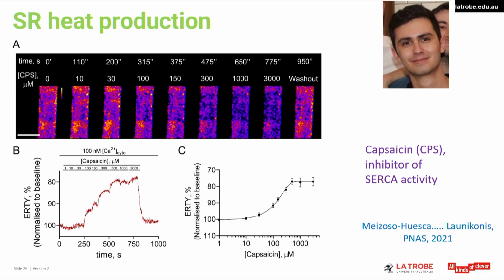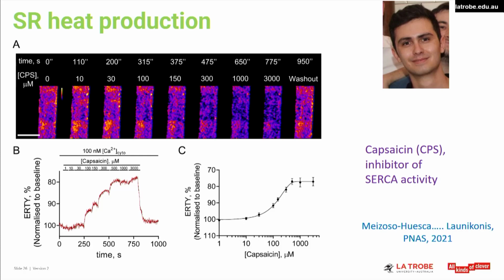So here it's the same muscle fibre, and this is capsaicin. Capsaicin is an inhibitor of the SERCA activity. And when you see yellow, that is heat being produced. When the capsaicin is added, over time you get to about 10 minutes, and you can see there's a lot less heat being produced. So this is your normal endothermic heat generation that you'll see. You can block that off, and then you can wash out the capsaicin and you start to get the heat generation again.